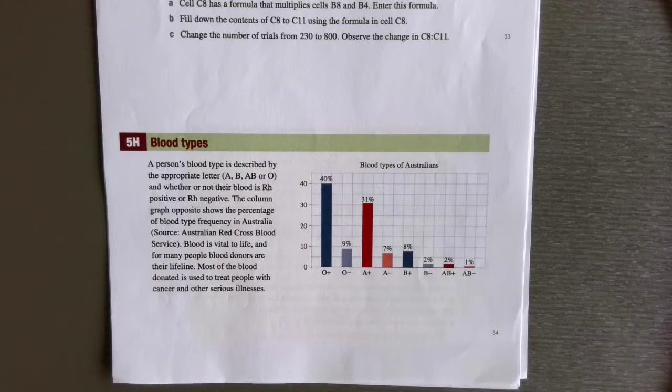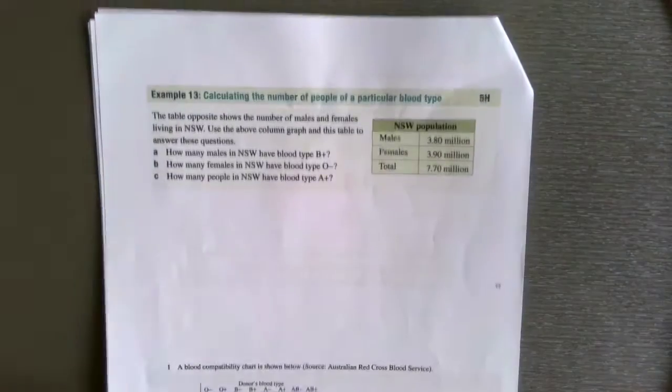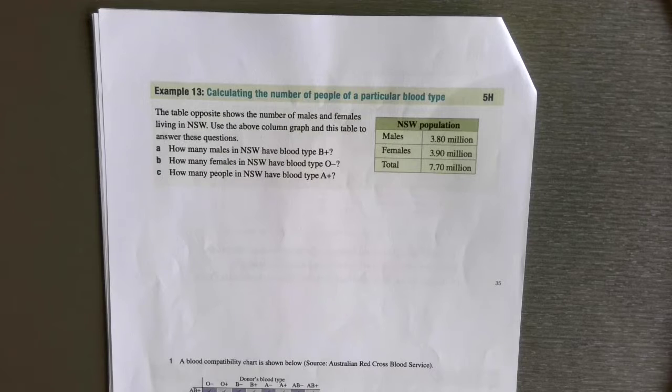Okay, so the blood type of Australians is listed in this graph here. We'll see that a lot of people are O positive. I think I'm in this B positive category. And then there are just a bunch of others listed there. So what we're going to do is come up with some probability questions relating to blood type. The table opposite here shows the number of males and females living in New South Wales. Use the above column graph and this table to answer these questions. So we're looking at the previous graph and also this table.